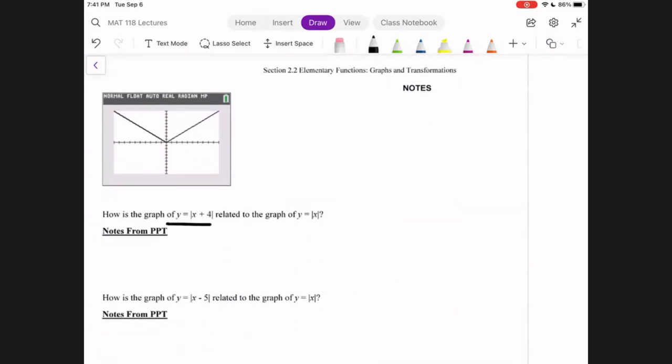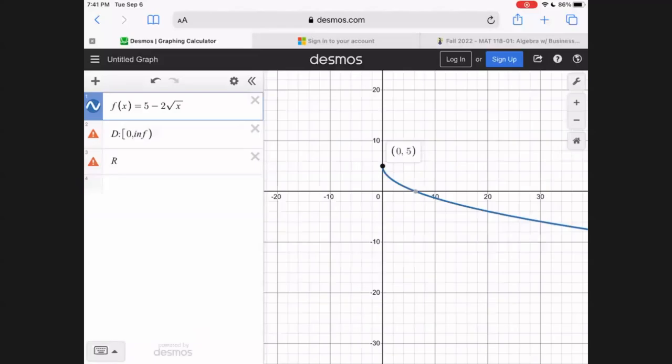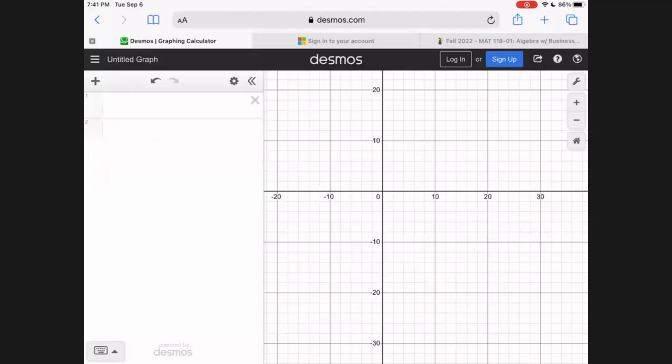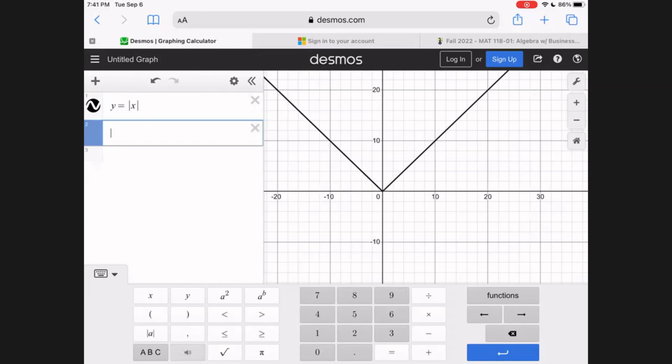How does the graph of this relate to y equals f of x? I mean, y equals absolute value of x. Let's go over here. Let's key it in. So let's do y equals absolute value of x. So the absolute values, you see the double bars here with the a on the bottom left. Okay. And then let's graph the next one.